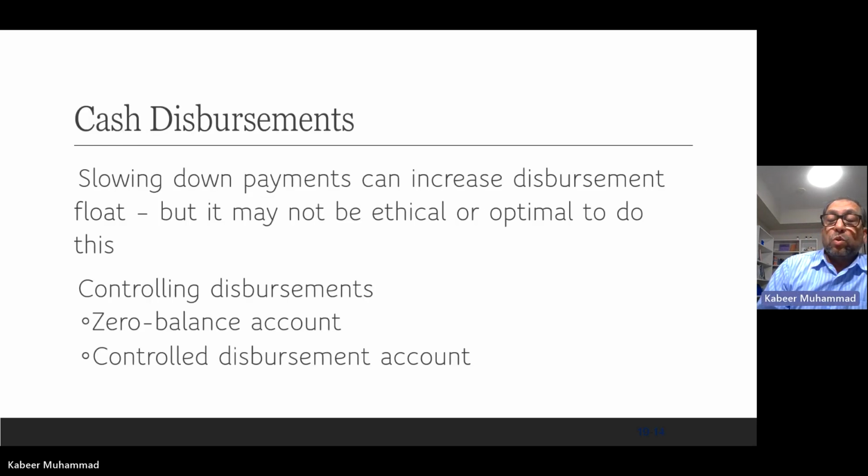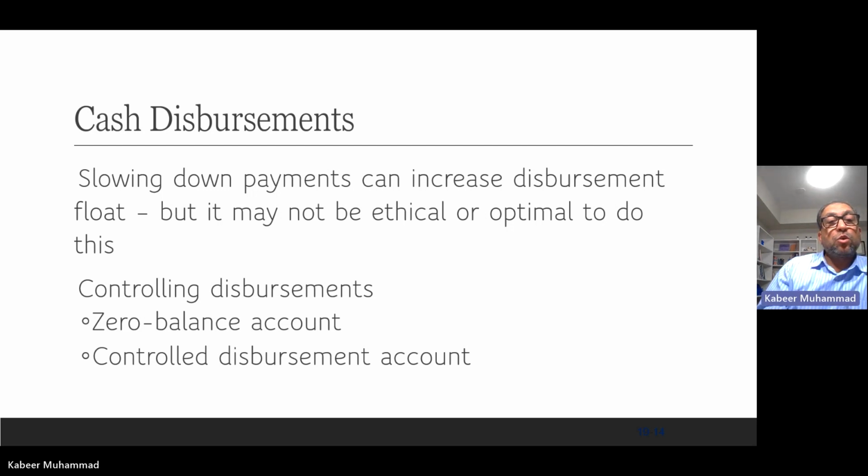Now what we learn here is that if we enhance or accelerate the collection period, that is beneficial. But if we increase the disbursement period, that is also going to be bad. Slowing down payment can increase disbursement float, but it may not be ethical or optimal to do this, because that is going to affect your customers or suppliers negatively.